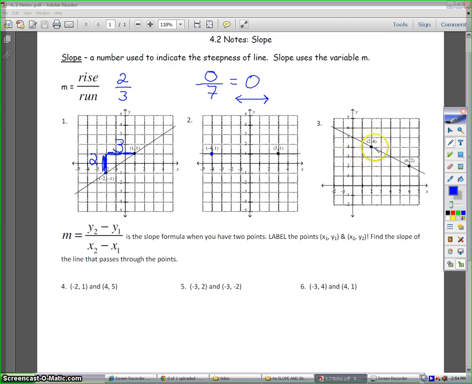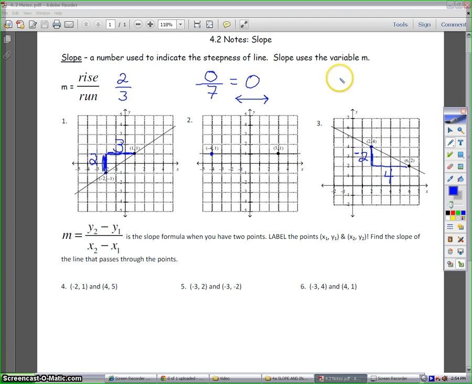Example 3. I have 2, 4, and I'm going to rise, in this case actually go down 2. Since I'm going down, that's going to be indicated with a negative 2. And then my run is going over 1, 2, 3, 4 units. So I'm running over 4 units.